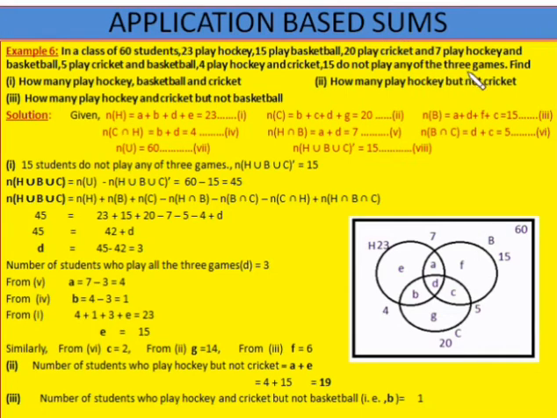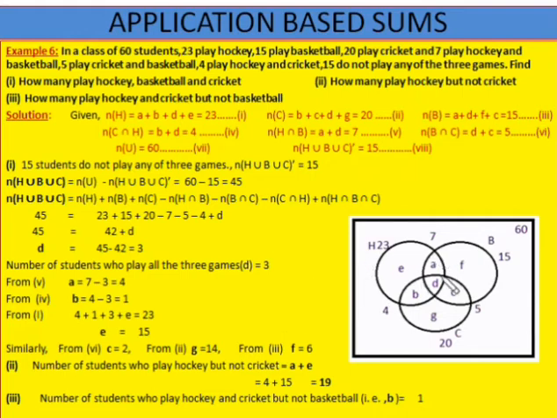15 do not play any of the 3 games, means 15 students are like that who do not play any games. That means it is the complement of the union. Number of students in (H union B union C) complement is equal to 15. Now come on to the question. Find how many play hockey, basketball and cricket. This is a complement. So how do we get this one? Our union is equal to n(U) minus its complement. 60 minus 15 is 45.